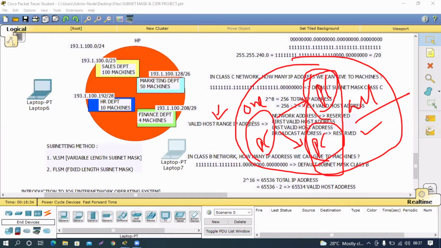Okay, always we are using IP addresses for our machines from the valid host range, because that is the range which uniquely identifies every single device within a certain network. Understood?